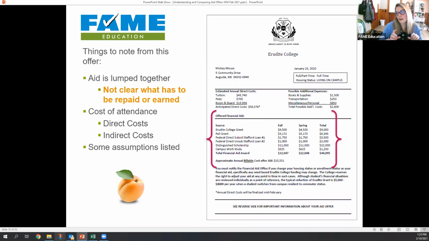You might see on an aid offer, depending on eligibility, that it's all unsubsidized loan, because that subsidized portion is based on that need calculation. So remember, cost of attendance minus EFC equals need. But that's the main difference between those types of loans.